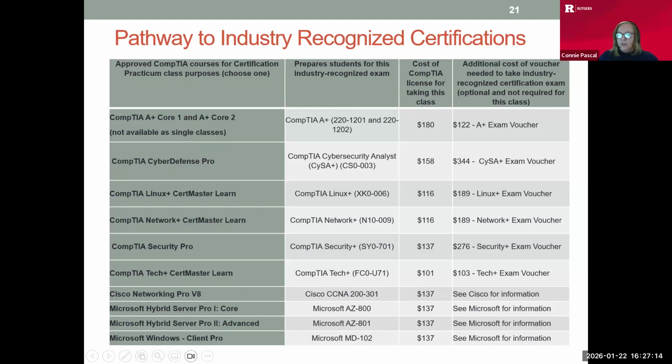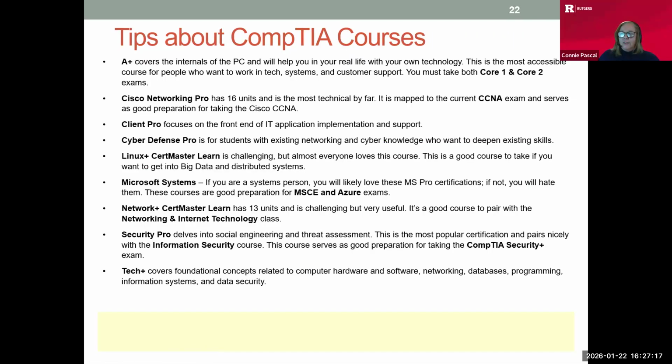All right. Tips about the courses themselves. So again, this is what you're going to choose. A+ covers the internals of the PC and helps you in your real life with your own tech. It's the most accessible course for people who want to work in tech, especially systems and tech support people. And again, you must take both Core 1 and Core 2. Network Pro, that's the CCI or the Cisco CCNA course, really. So again, it's pretty technical. No, it's very technical. You need to have networking skills coming in on that. It is challenging, but it's a very good course, and the people who take it usually do very well.